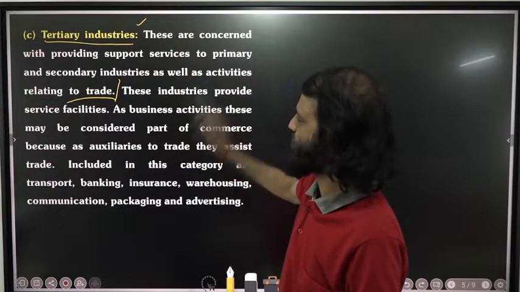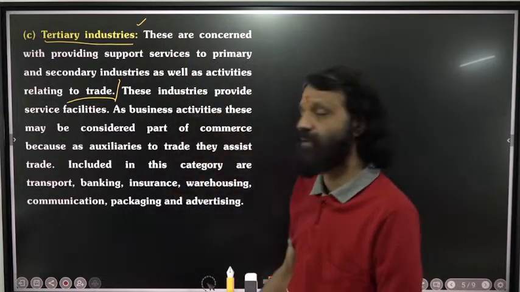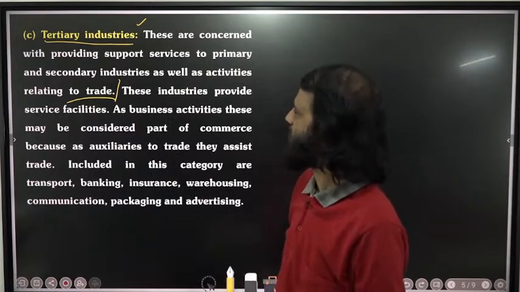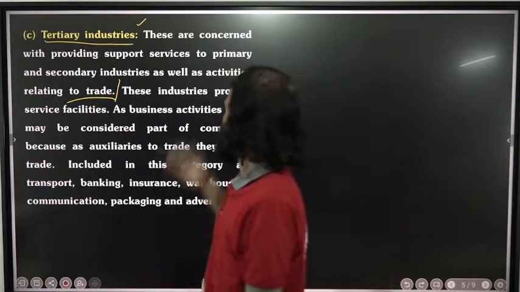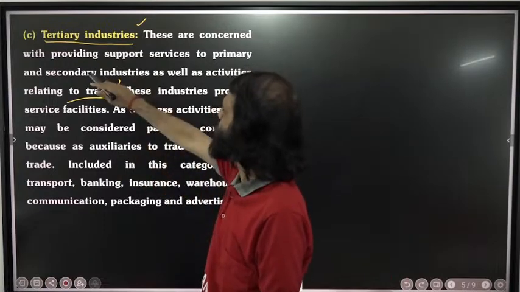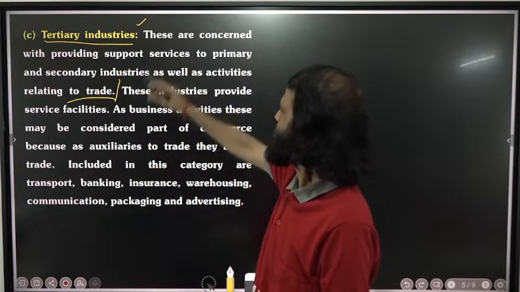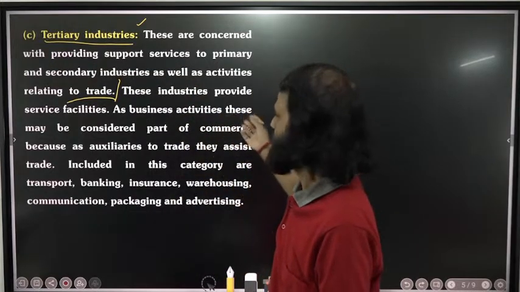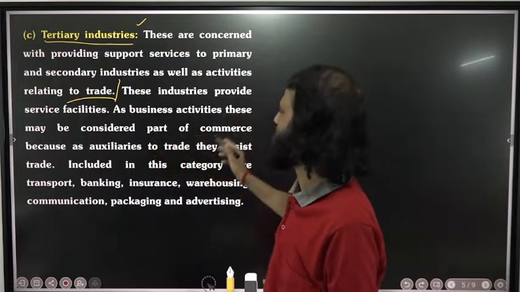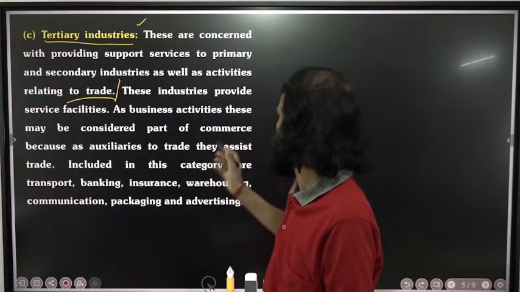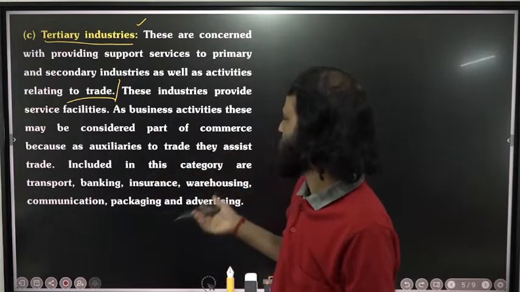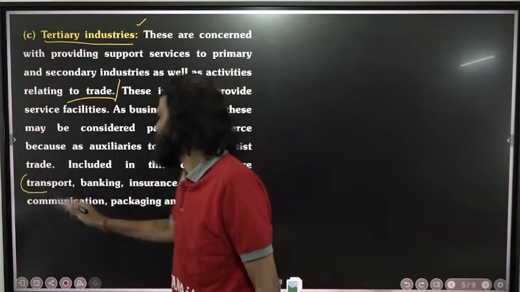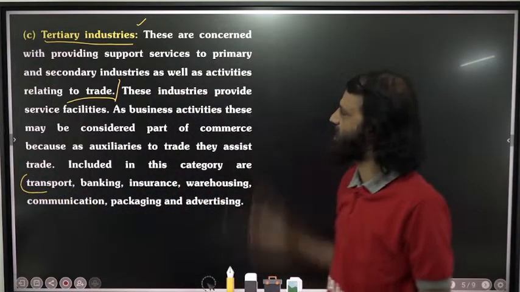These industries provide service facilities. Mainly in the tertiary industries, they are providing service facilities to those sectors. These industries provide service facilities as business activities. This may be considered part of commerce because as auxiliaries to trade they assist trade. Included in this category are transport. All these come under the category of tertiary industries.